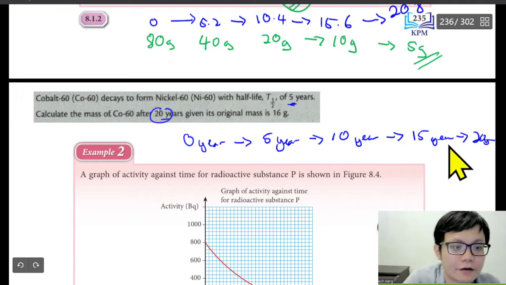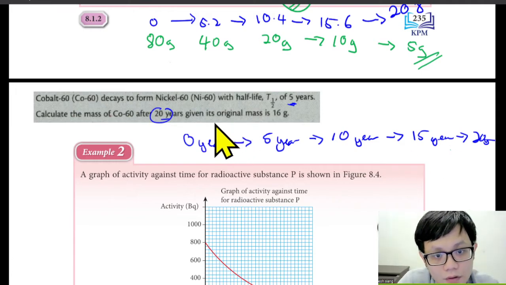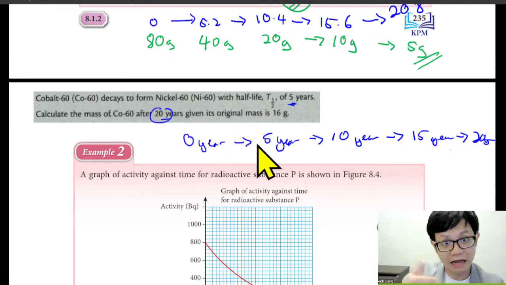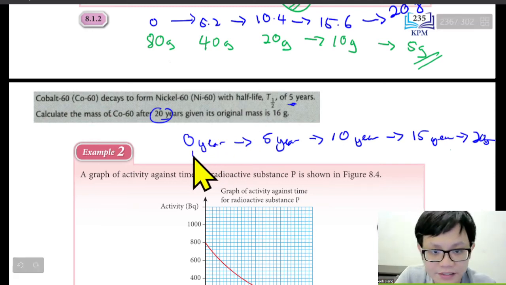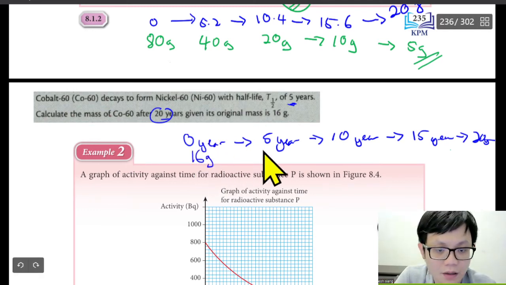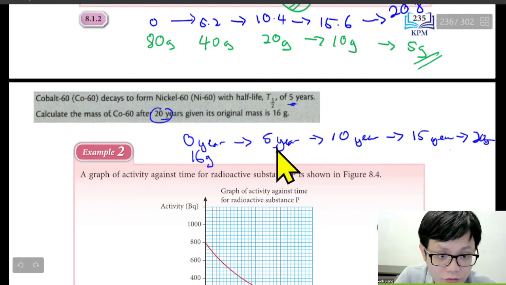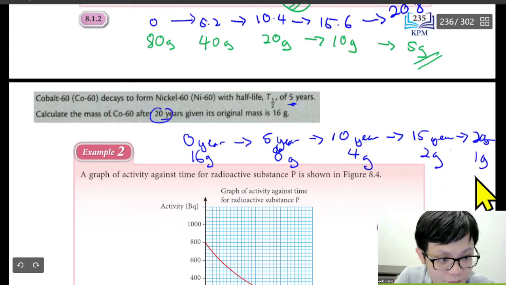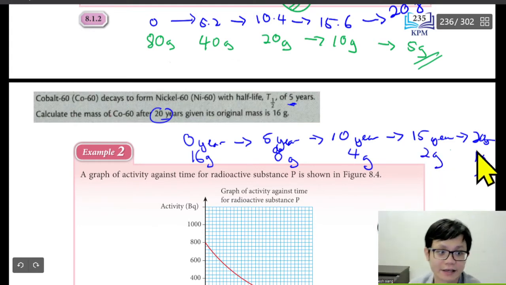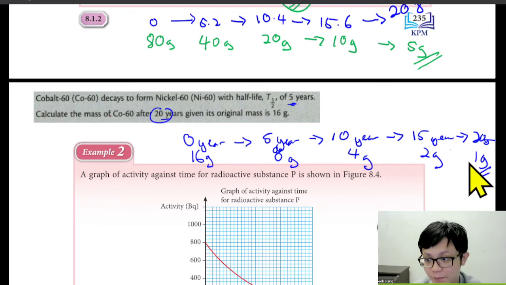After drawing the arrows, because it's half-life, you reduce by half. So you start from 16 grams. 16 divided by 2 is 8 grams, 4 grams, 2 grams, 1 gram. So the answer you get is 1 gram. So the answer is 1 gram.